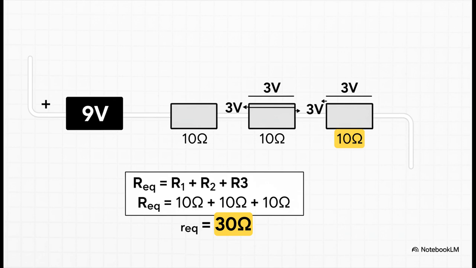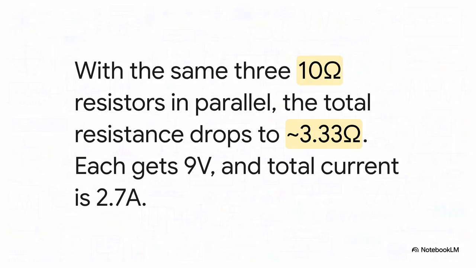Imagine 3 10-ohm resistors lined up in series connected to our 9-volt battery. The total resistance is easy. 10 plus 10 plus 10 is 30 ohms. And that 9 volts from the battery, it gets split evenly across the 3 resistors, so each one gets a 3-volt drop. Makes sense, right? But now, watch this.